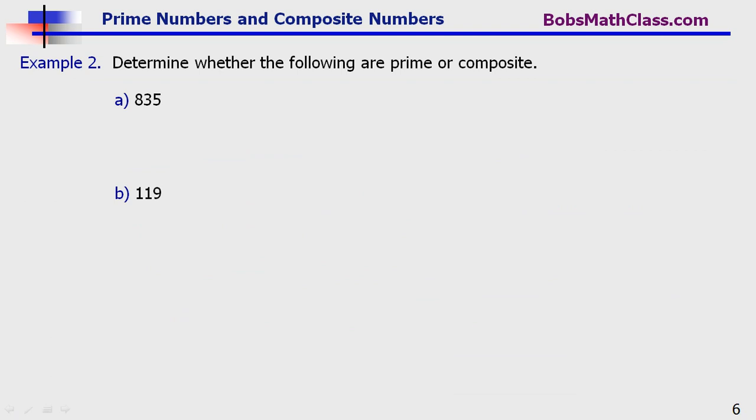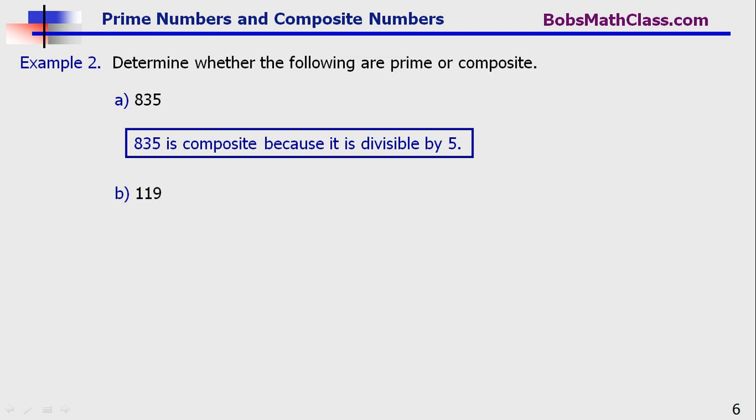835, prime or composite? 835, so let's see. 2, does 2 go into 835? No. 3, 8 plus 3 plus 5, that is 16. Does 3 go into 16? No. Number 5, is the last digit a 0 or 5? Yes. So it is composite because it is divisible by 5.